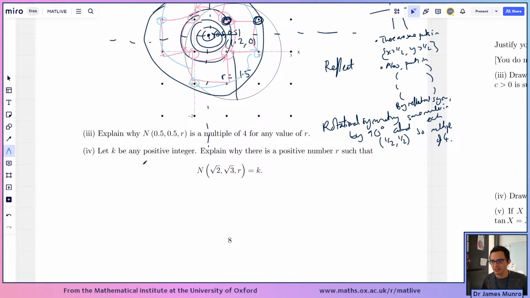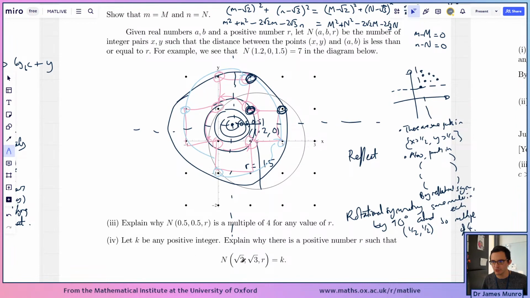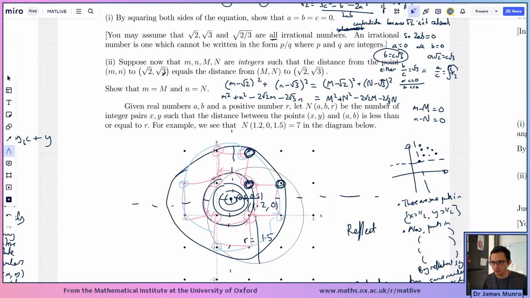Okay, and then k equals an integer. Explain why you can start at root 2, root 3. Oh, I kind of get it, I think. So distance from root 2, root 3 is what we were talking about in part 2. And what we actually showed in part 2 was that if these 2 integer coordinate points have the same distance, then actually they're the same point.